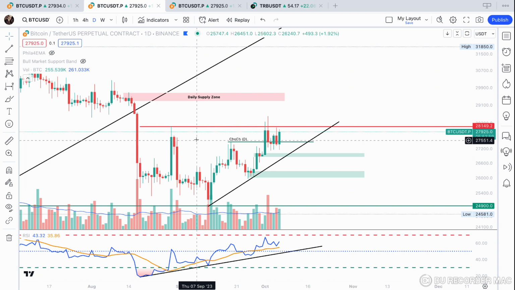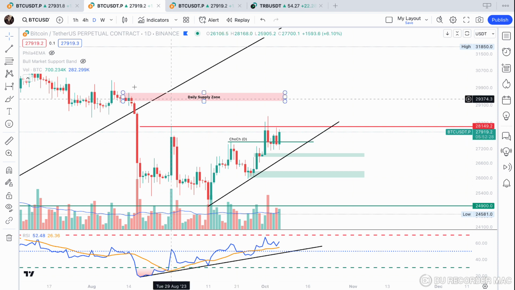However, in my opinion, the more significant change of character will be if we have a daily close with a body above this significant level of 28,115. But the move on October 1st above 27,500 qualifies as a change of character, and you can say that we have a change of character.